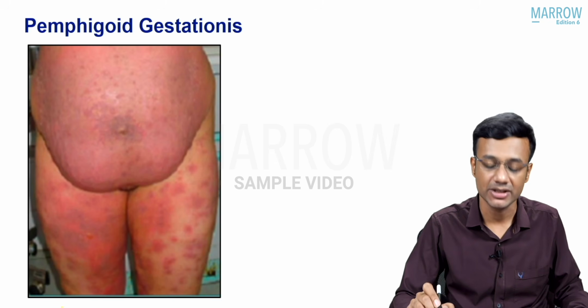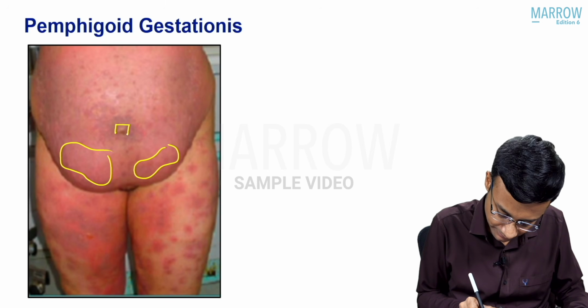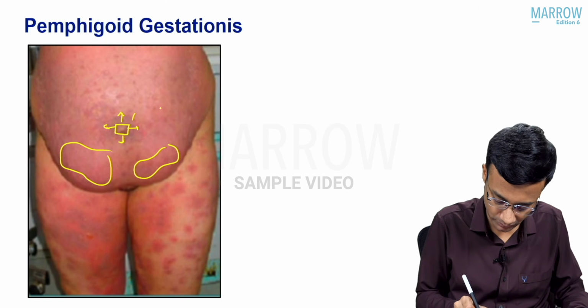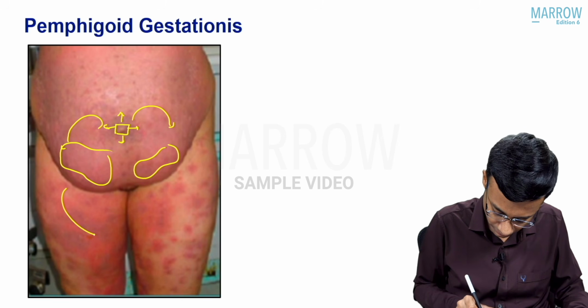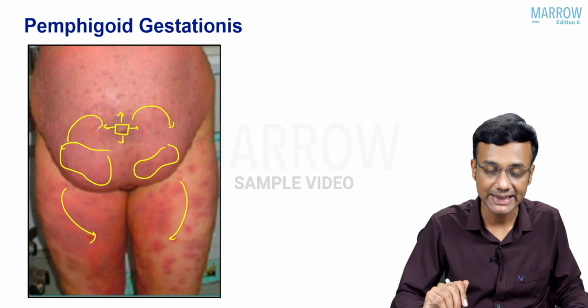What we see in this image is the presence of urticarial plaques. As I told you, the initial site is periumbilical. So this is how it's going to start. Then it involves the abdomen, and then it's going to involve the thighs. You can have urticarial plaques as you see in the image. You can also have tense bullae.